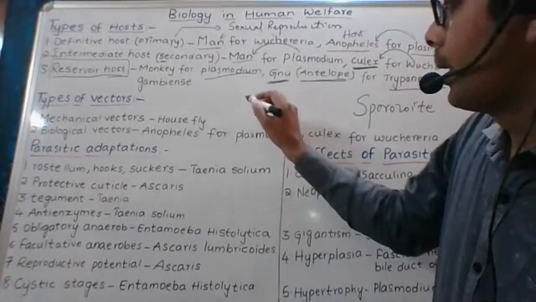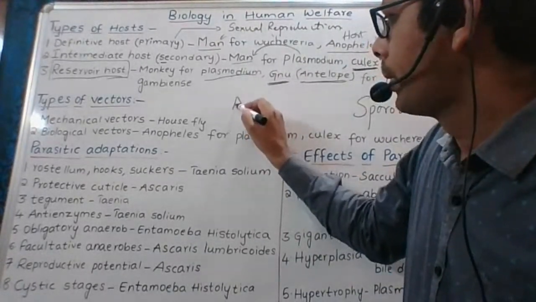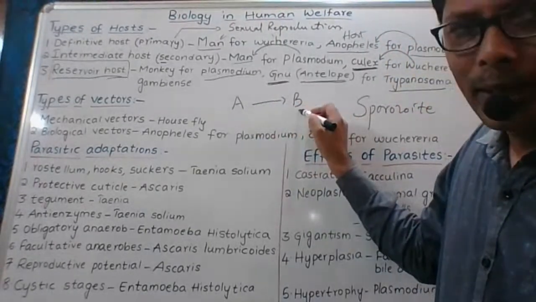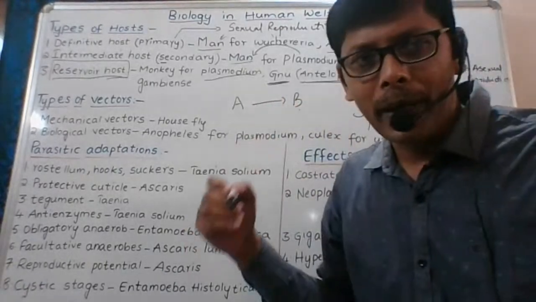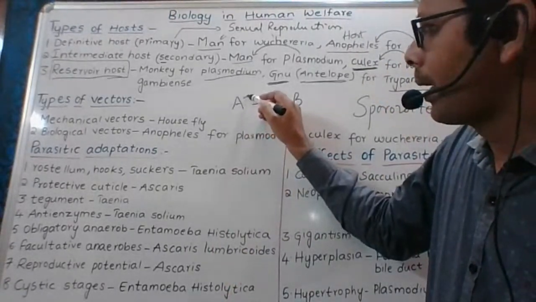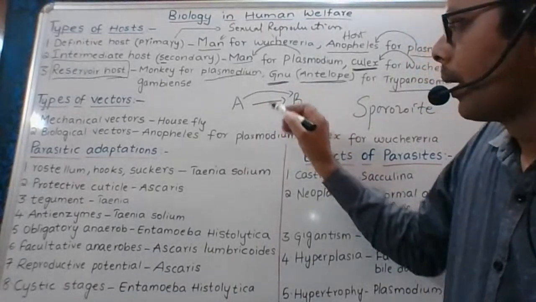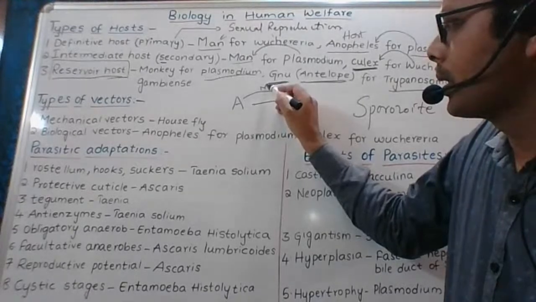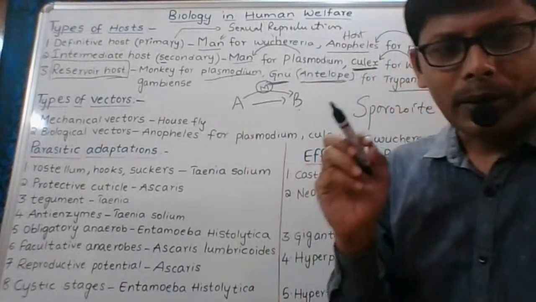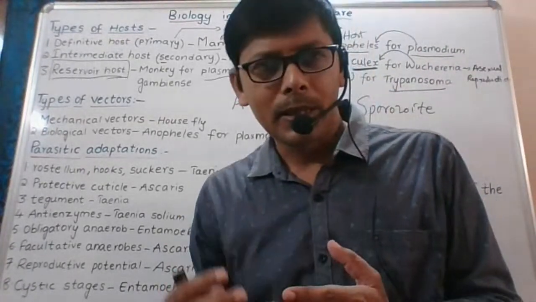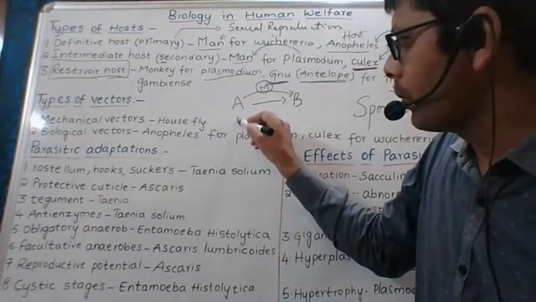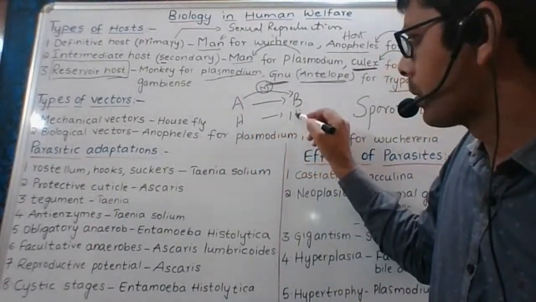For example, there is a person called A and another person called B. A has malaria. B is healthy. When a female Anopheles mosquito bites A and then transmits the disease to B, the mosquito is spreading the disease from A to B. This mosquito is called a vector. The organism which transmits a disease-causing organism from one host to the other host. Here A is one host and B is the other host.